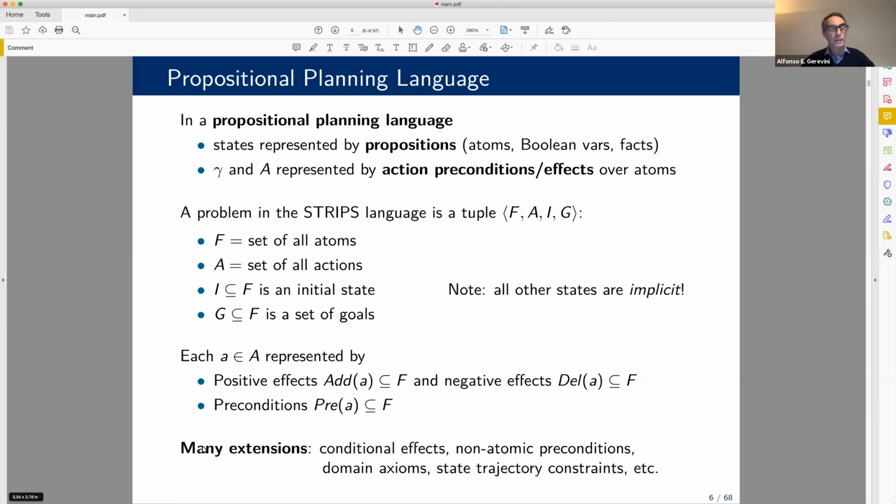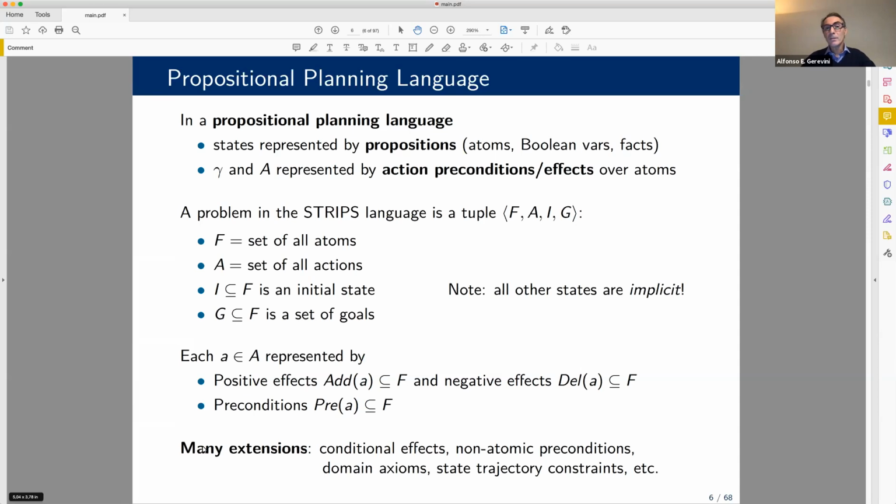They're also called grounded predicates. Then we have a way of describing, in an implicit way, the state transition function gamma, together with a way of describing the actions through preconditions and effects over the propositions that are allowed in the representation.